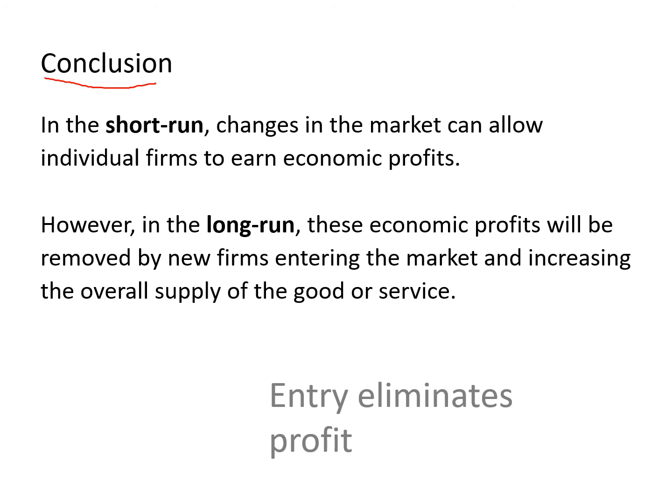So the conclusion is that short-run changes will allow for economic profits for individual firms. They'll also allow for economic losses, but in the long run, these economic profits will lead to new firms entering the market. If there are economic losses, some firms will leave the market, and it will return the overall supply of the goods or services to be at an amount that will lead to zero economic profits. Okay, so the entry of new firms eliminates the profits of the existing firms.